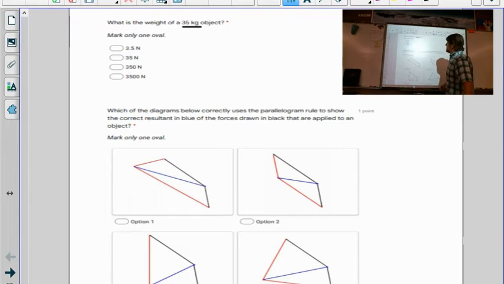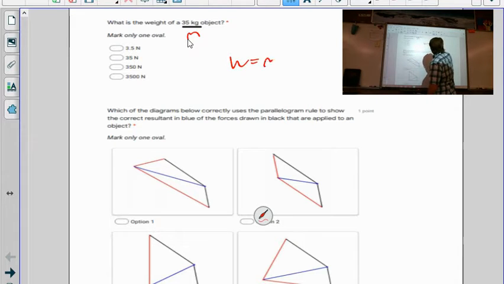All right, I'm going to run through the answers to the review for the semester quiz. What is the weight of a 35 kilogram object? Remember that 35 kilograms is your mass. Weight is equal to mass times gravity, which is 35 times 10. So this would be 350 newtons.